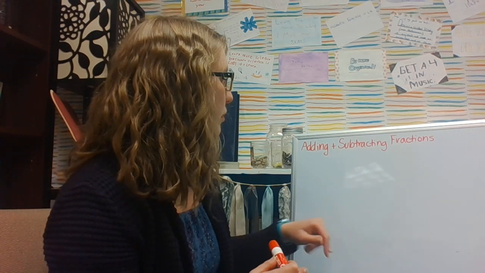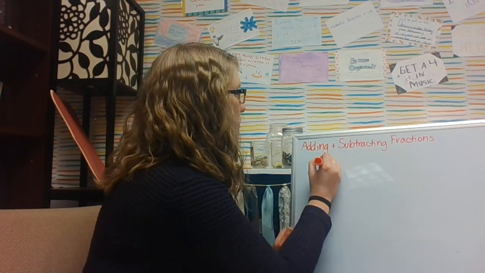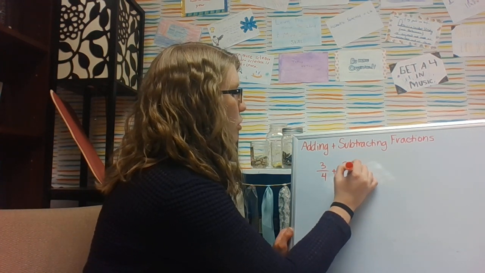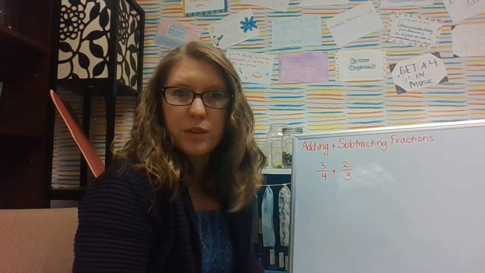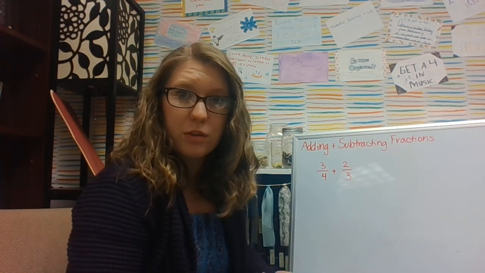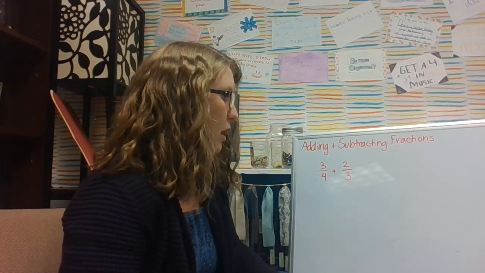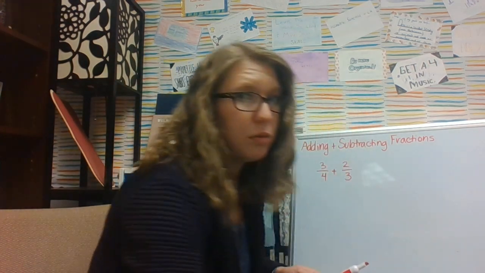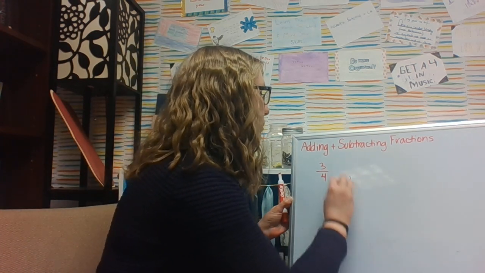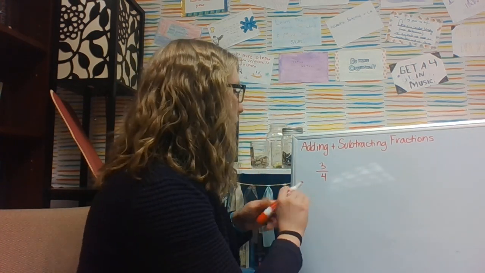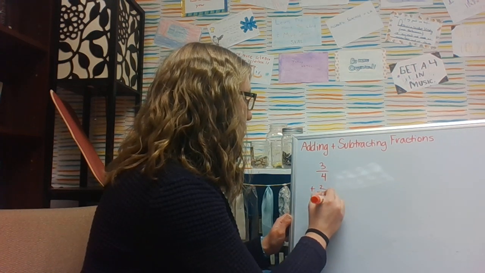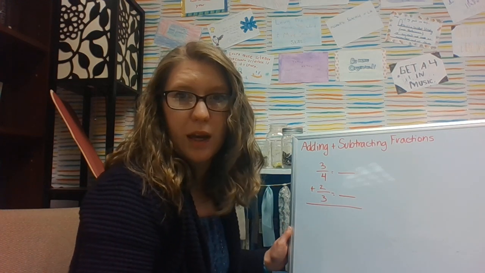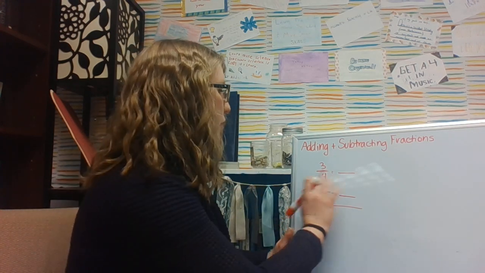So I have 3/4 plus 2/3, for instance. So if I have something like this, I actually prefer to write them vertically because for me that helps me see my equal fractions better, but you could do whatever works for you. So I'm going to go ahead and rewrite it vertically as 3/4 plus 2/3 and look at my equal fractions off to the right.